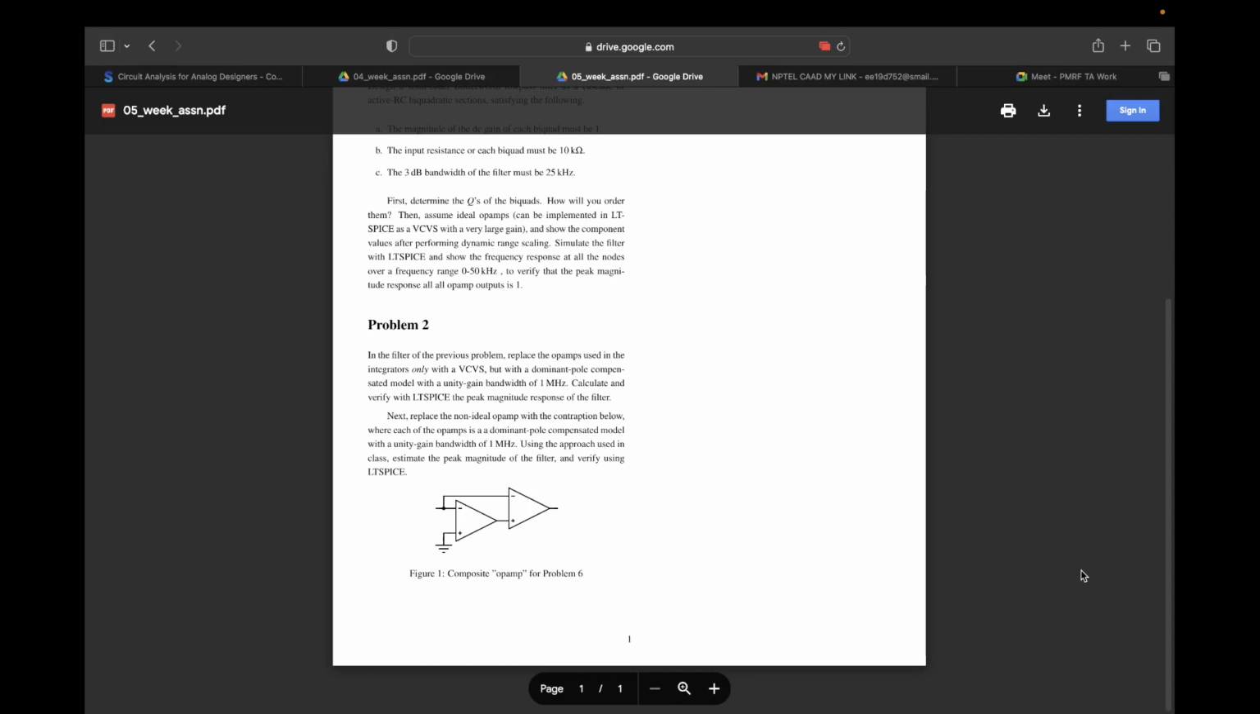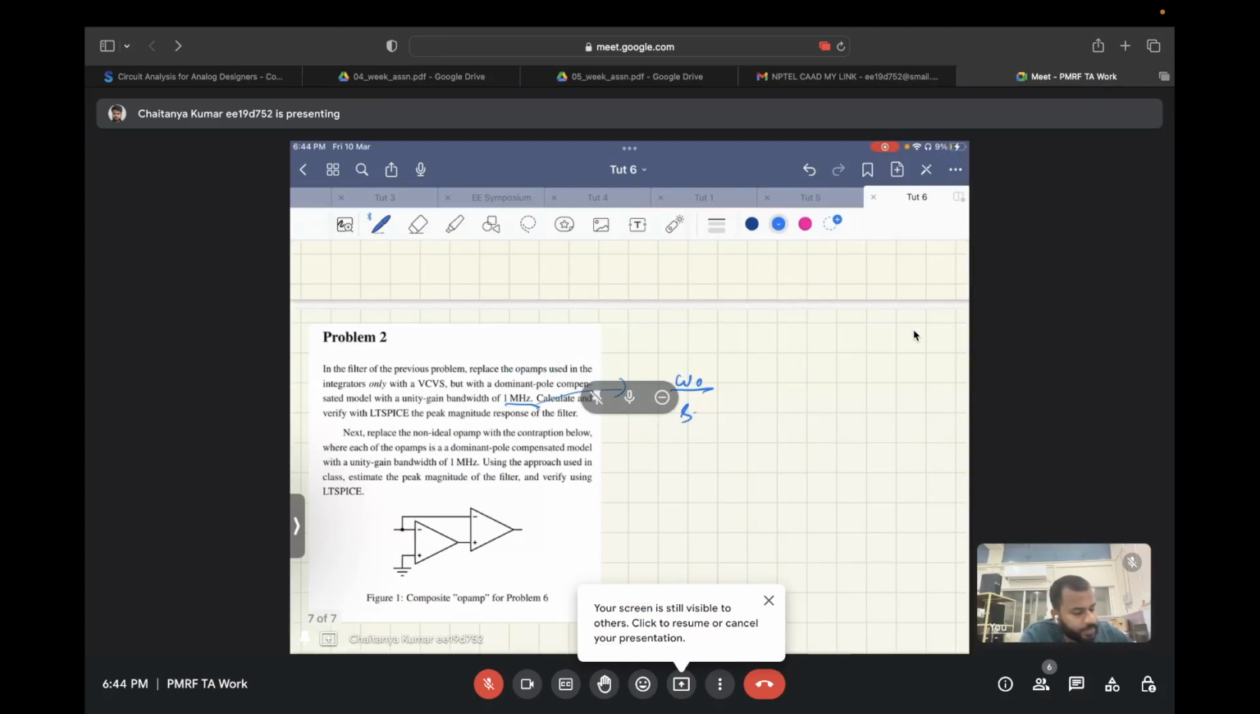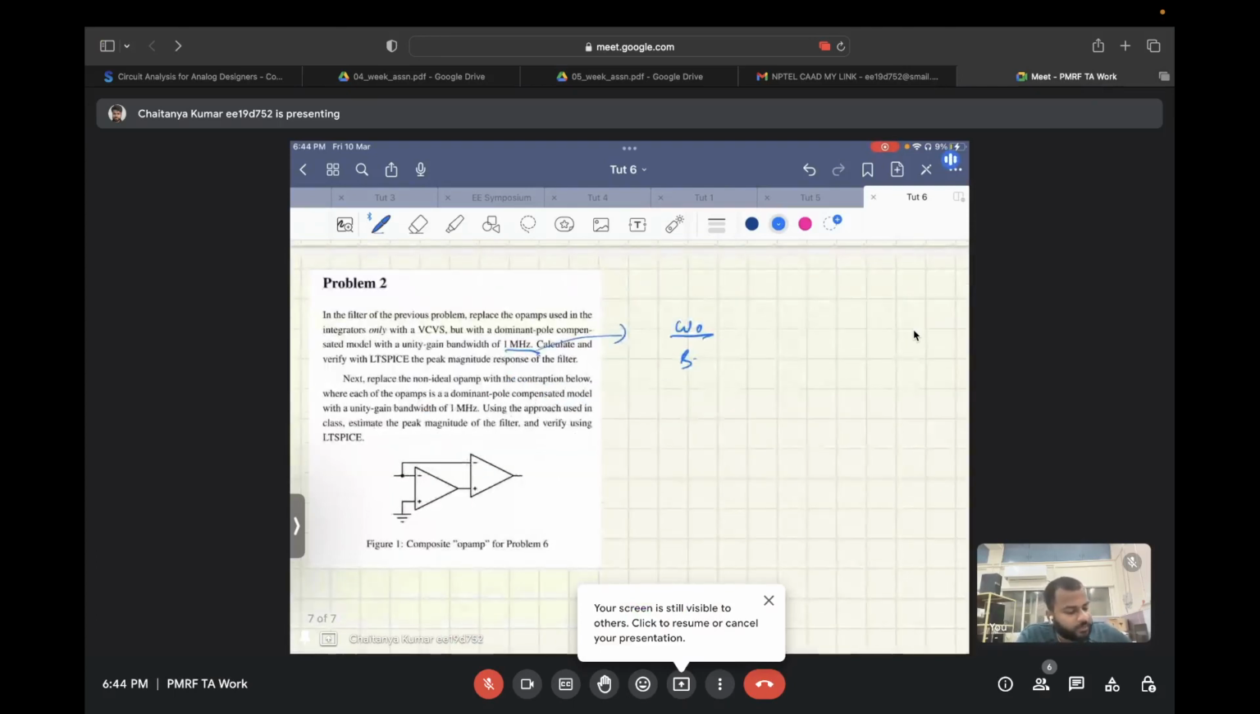In the filter of the previous problem, replace the op amps used with integrators with a VCVS, a dominant pole compensated model with unity gain feedback of this thing. So this is the one that has the omega naught by S kind of transfer function. Can you see my screen? Yes, sir. So omega naught by S kind of transfer function is what they are talking about. I hope you know this. And then calculate and verify the peak magnitude response of the filter.